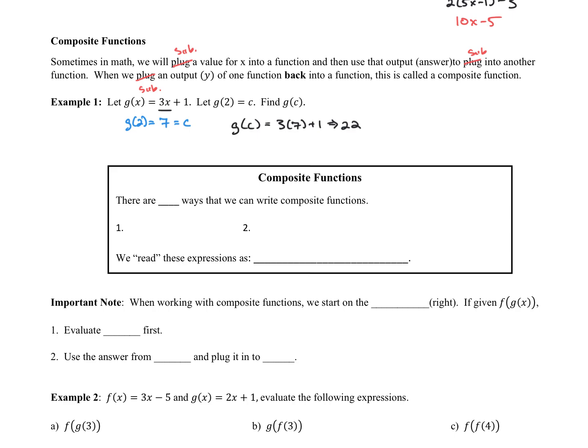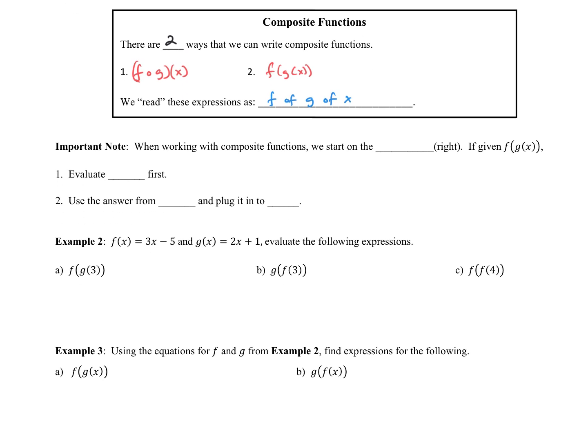All right, Trace, keep going. You're doing great. How many ways are there that we can write composite functions? 2. Good job. The first one we're going to call f of g of x, like that. Some people call it f circle g of x. I personally don't like that term. However, that's one way. The other way they write it would be f of g of x, like that. I personally enjoy that way better. However, both of these are read as f of g of x. They are not being multiplied. They are a composite.